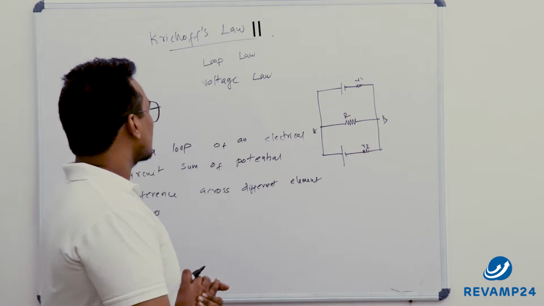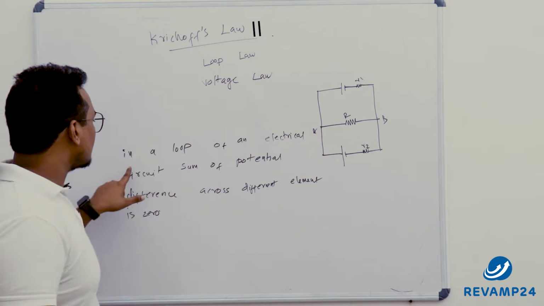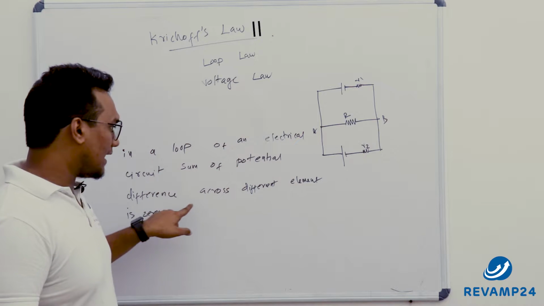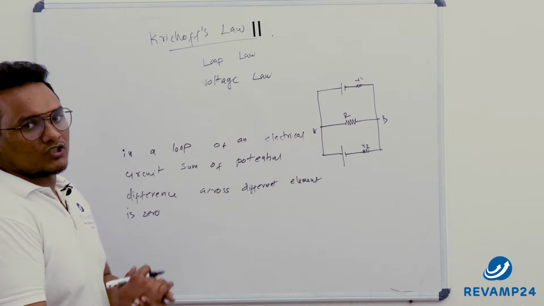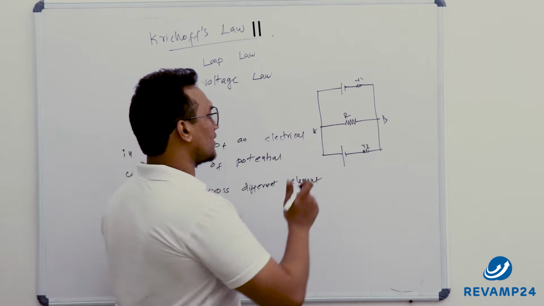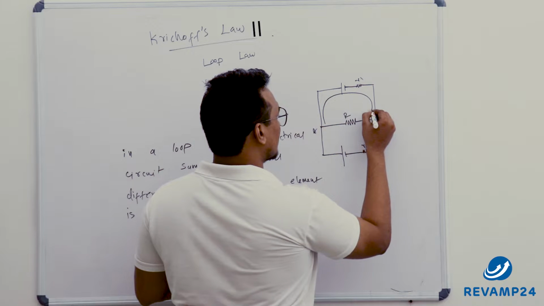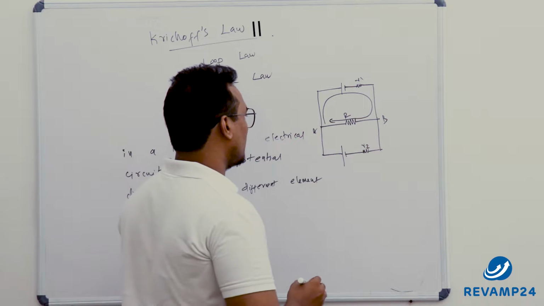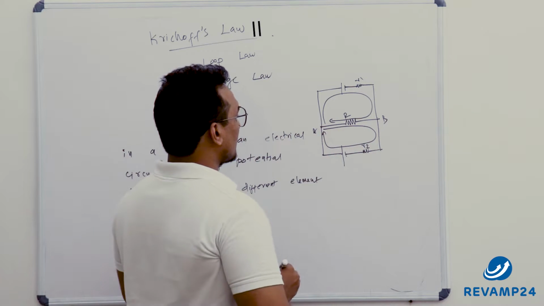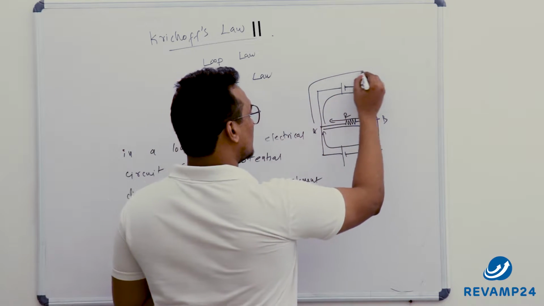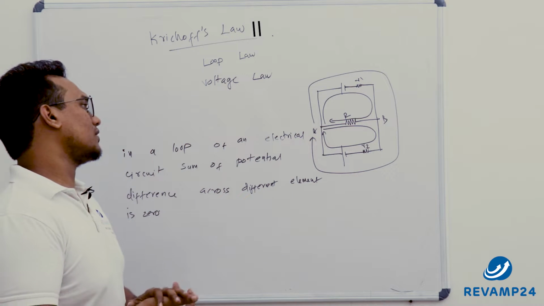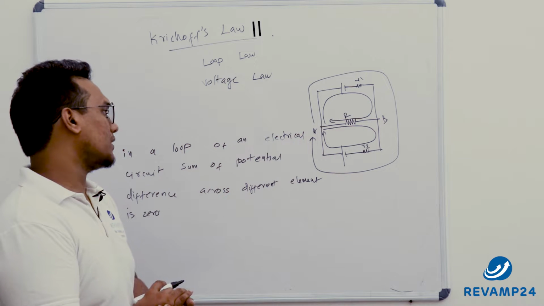According to the rule, in a loop of an electrical circuit, the sum of potential differences across different elements is 0. In the previous video, I explained what a loop is. So here, how many loops are there? From A, I can go in this direction through B, this is one loop. Another loop is from A, I can go in this direction and reach back to A. And from A, I can also go in this direction and reach back to A. So there are 3 loops possible, and other loops are also possible. You can find different combinations.